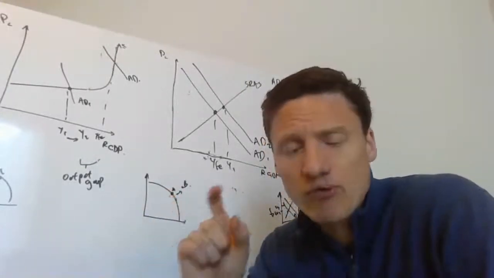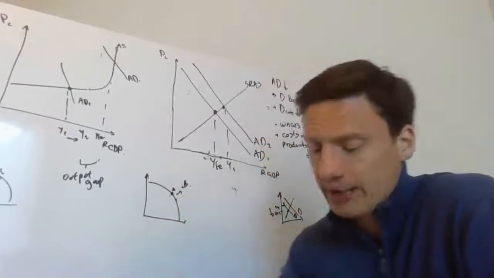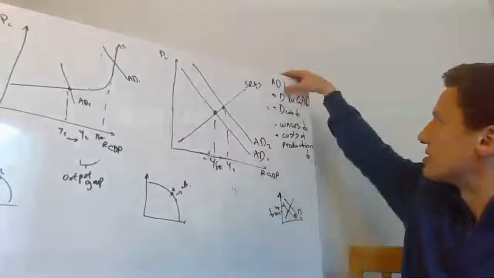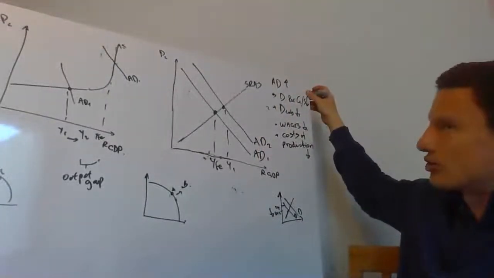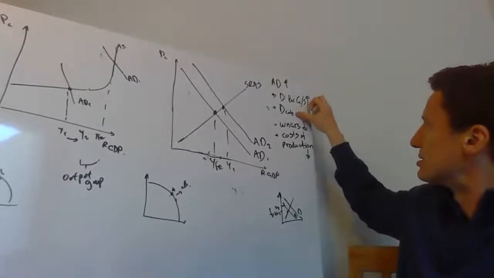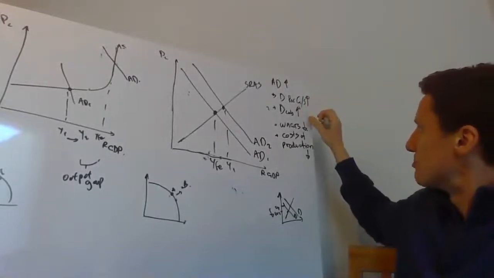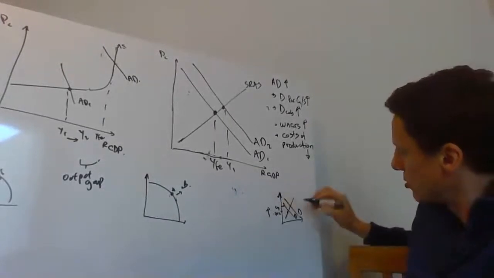That's only sustainable for a short period of time. It's not sustainable in the long run, okay? What's gonna happen in the long run is the reverse of this. AD is increasing, which means the demand for goods and services increases, which means the demand for labor increases, which means that wages increase. It's kind of the opposite of what's gone on here.